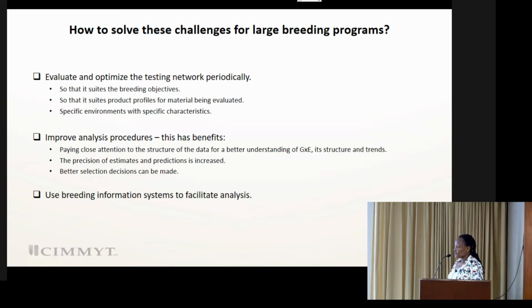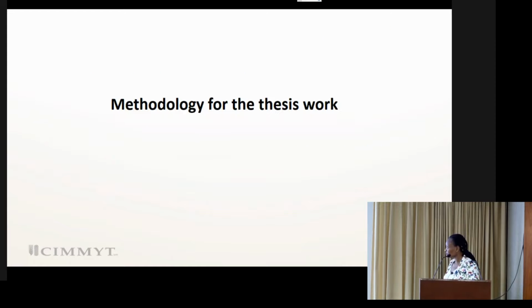As we generate all of these analyses, it can be really difficult for breeders to work with this script in that, 10 scripts to do A, B. Here, I point out the importance of the use of breeding information systems to facilitate these kinds of analyses. So this will make life easier for breeders. They will be able to cope as they do their work, analyze data, and make sure that results are available.